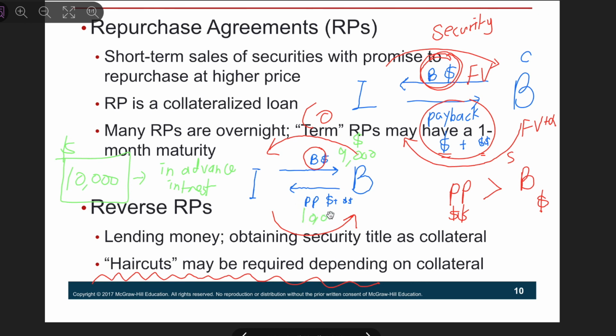So 10,000, all of the 10,000 should go in, right? You get less, you pay more. In the other one, you get the same value of the security, but pay back more, right? So there's a little difference: one is the interest type of add-in, and the other one is the discount. The same sequence, one used add-in, the other used discount. That is called a haircut.